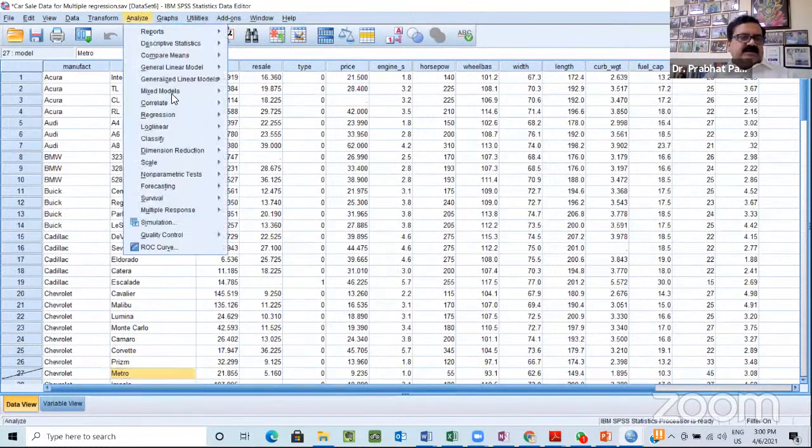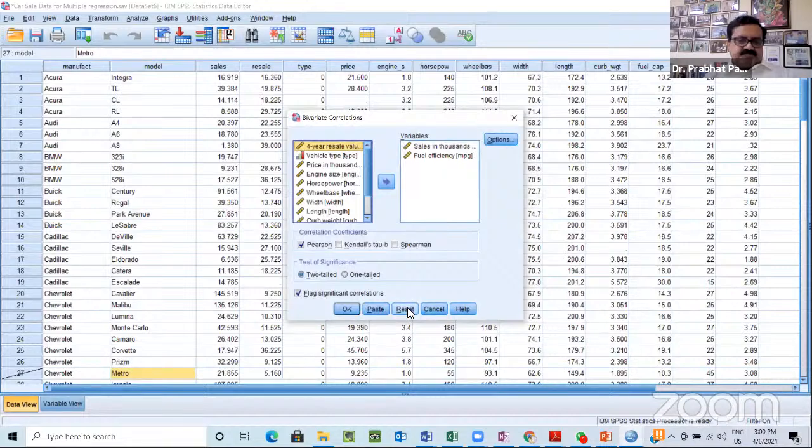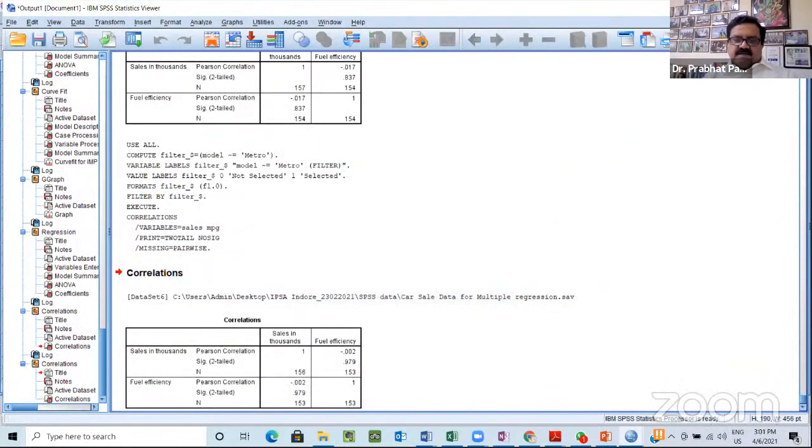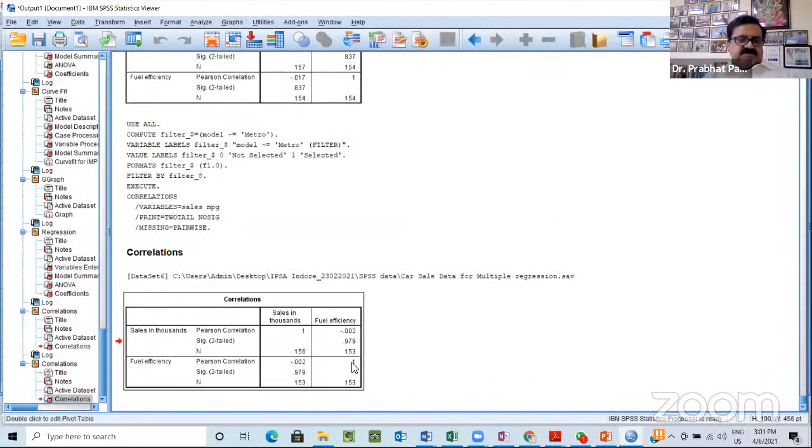So I go to analyze and see how it has affected the correlation after I removed the Metro. So I have taken sales, and then I have taken fuel efficiency, and then I've said okay. So I calculated the correlation. So here you see the correlation is still negative, but it has improved.